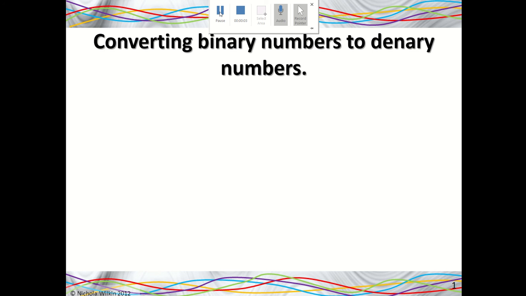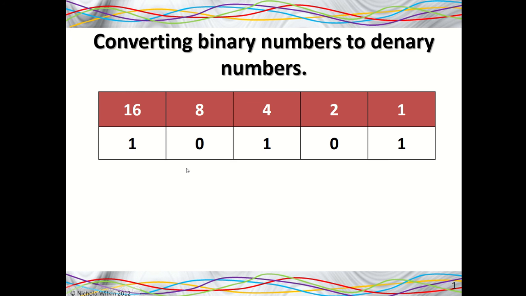Last time we converted binary numbers to denary numbers. Let's just have a quick recap of what that was. Here we have the binary number 10101, and to convert it to denary we need to use the placeholders shown in the red band and multiply each one by the number underneath.